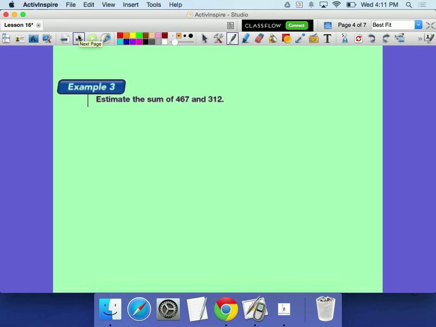Example 3 says estimate the sum of 467 and 312. Couple ways I could estimate this. I could either round to the nearest 100 or to the nearest 10. In this case, I'm going to round to the nearest 100 because hundreds are easy to work with. So I'm going to underline my 100 spot and draw an arrow to the next number. For this first one, I have 400, and then I have a 6 after. So the 6 is 5 or greater, so that 4 is going to change to a 5. I'm going to fill in the other 2 place values with 0.